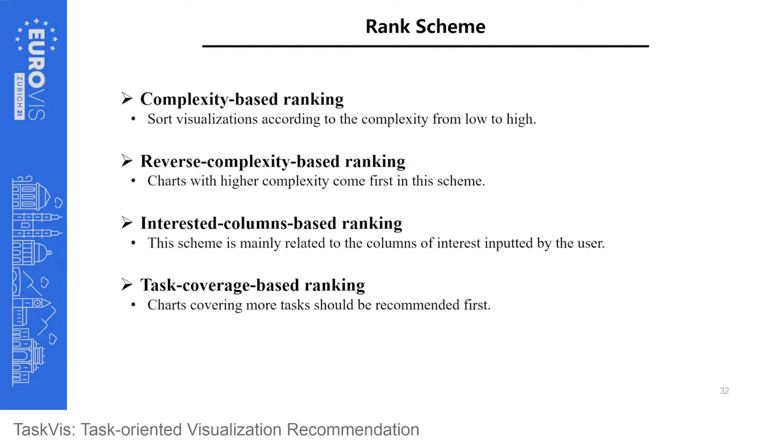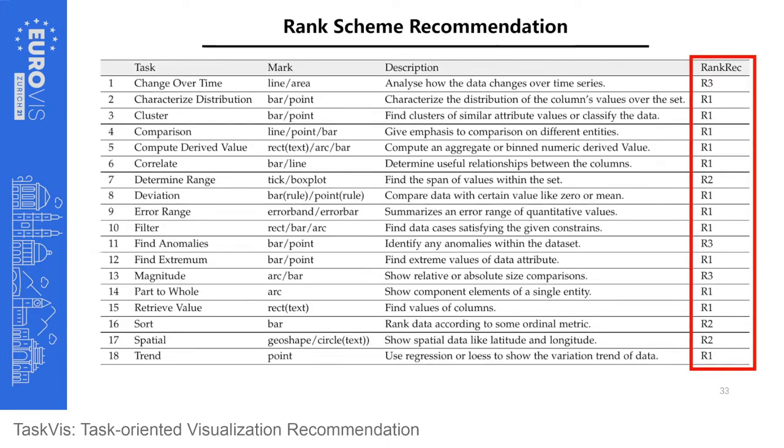The first is complexity-based. It sorts visualizations according to the complexity from low to high. The second is a reverse complexity-based. Charts with higher complexity come first in this schema. The third is interested columns-based. This schema is mainly related to the columns of interest inputted by the user. The last is task coverage-based. Charts covering more tasks should be recommended first. We also recommend the default rank schema for each task, and users can also select any rank schemas freely.